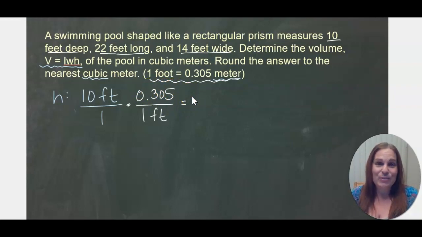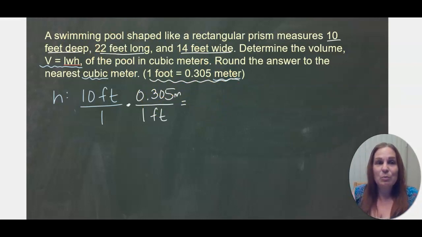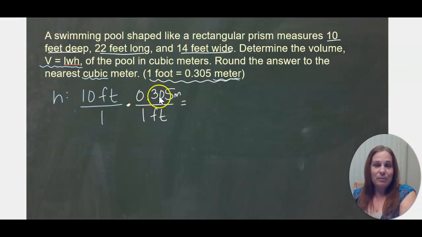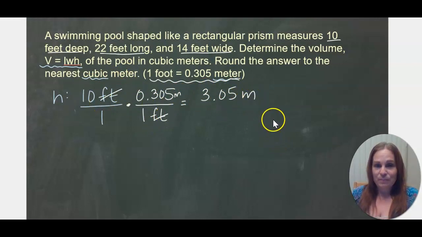Multiplying by 10, I just move the decimal one place to the right. Oh wait, I didn't write meters. So I don't have the 0 point anymore, right? Let me get rid of that, because I moved the decimal one place to the right. If you're not sure how to multiply 10 by 0.305, you can always use your calculator. But when you do it, you're going to get 3.05 meters, because our feet are going to cancel.